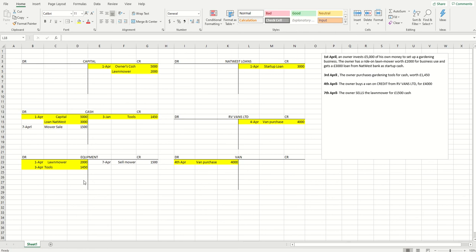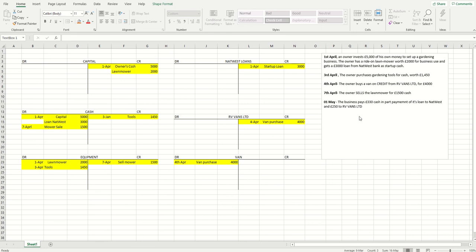However, let's just recap on that last transaction. So on the 7th of April, we sold the mower, which means we lost the mower from our equipment ledger and we sold it for £1,500, and we received the cash for that sale in our cash ledger, and again the same amount. So we can now tick that off and say that we've done it twice. We'll just do a couple more transactions and then we'll move on to the next phase.